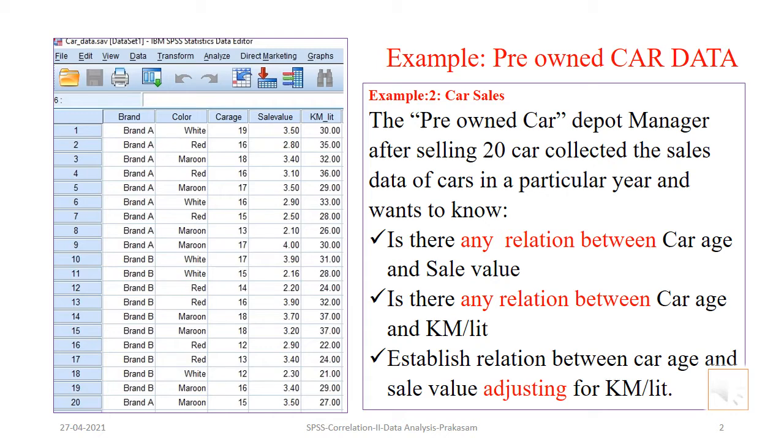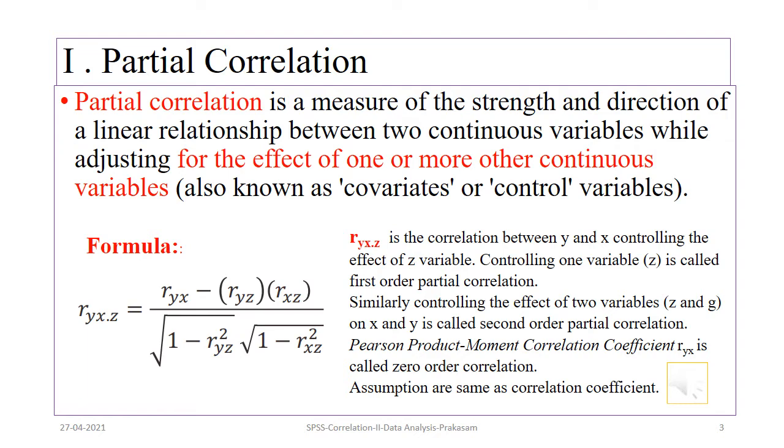You can see on the right side there are 20 observations, and the data is given by brand name, color of the car, age, sale value, and kilometer per liter. This is entered in SPSS, and we will find out how to answer all these questions by using partial correlation. What is partial correlation and its definition?